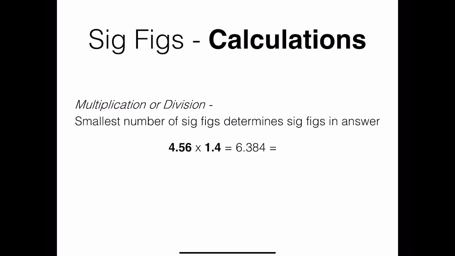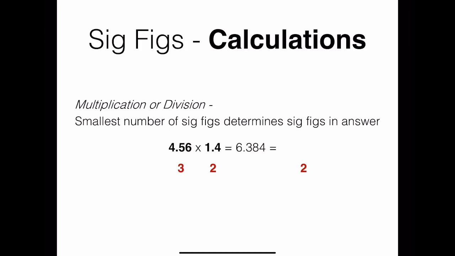So for example, if I'm multiplying the numbers 4.56 and 1.4, the answer I get is 6.384. So what I want to do is look at the numbers that I'm multiplying and identify the number of sig figs in each of those numbers. So in the number 4.56, I have 3 sig figs. In the number 1.4, I have 2 sig figs. So how many sig figs are going to end up in my answer? 2, because 2 is less than 3.